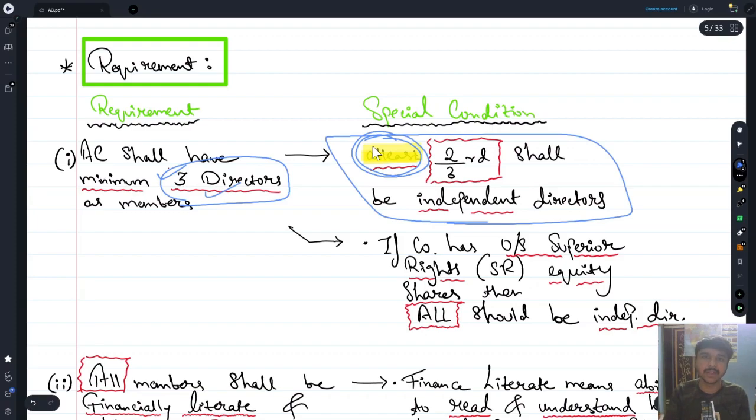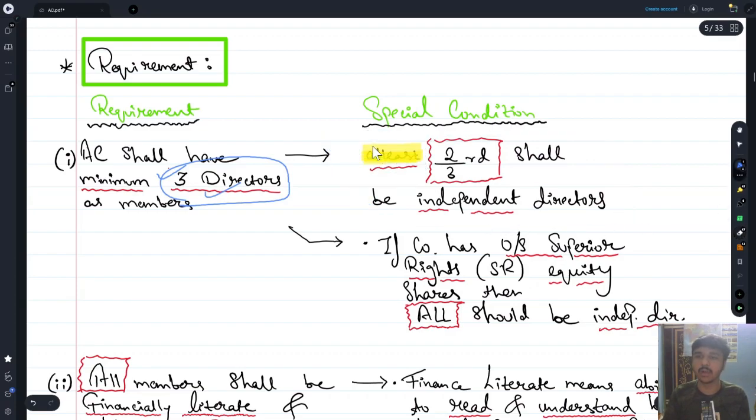Before the May 23 attempt, the word "at least" was not there. It was only "2/3 shall be independent directors." So what we used to interpret was that only exactly 2/3 should be independent, not more. So if I wanted the audit committee to be 100% independent, I would not be able to, because the wording was "2/3 shall be independent." But now, since the words "at least" have been added, "at least 2/3 shall be independent," I can keep the entire audit committee independent. Now you'll say, who wants 100% of the audit committee to be independent?